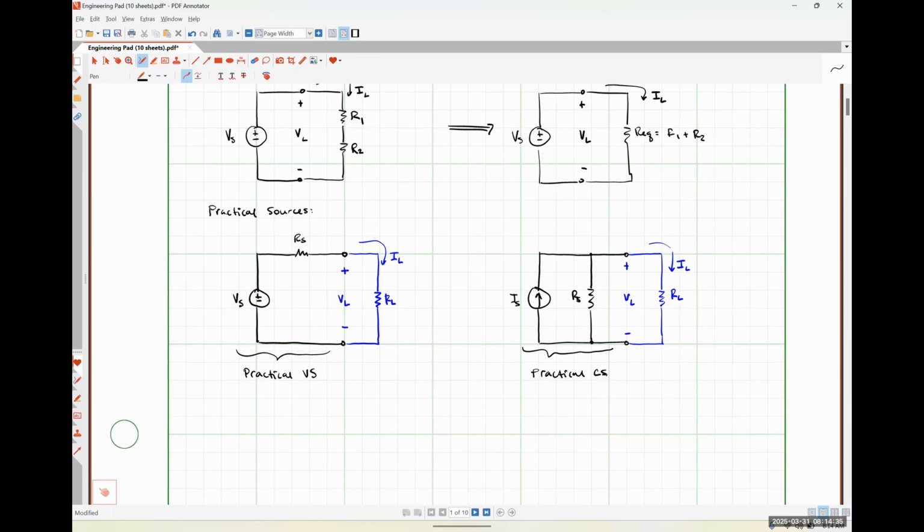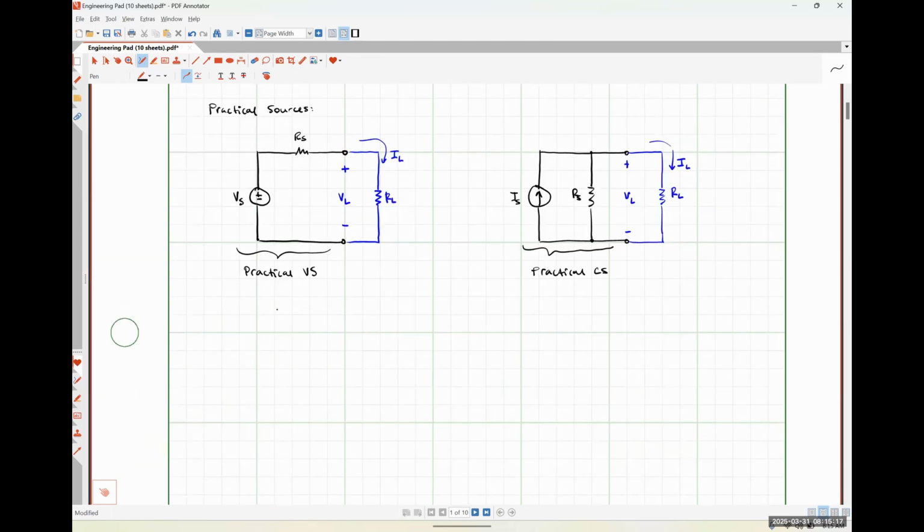And so what we're going to do here in just a moment is figure out if we can determine the conditions that are necessary for these two practical sources to be electrically equivalent to each other. Meaning that from the perspective of the load resistor, it wouldn't be able to tell if it was connected to a practical voltage source or a practical current source, meaning that we could use them interchangeably, okay? So in order to do this, I'm just going to calculate the quantities VL and IL for both the left-hand circuit and the right-hand circuit.